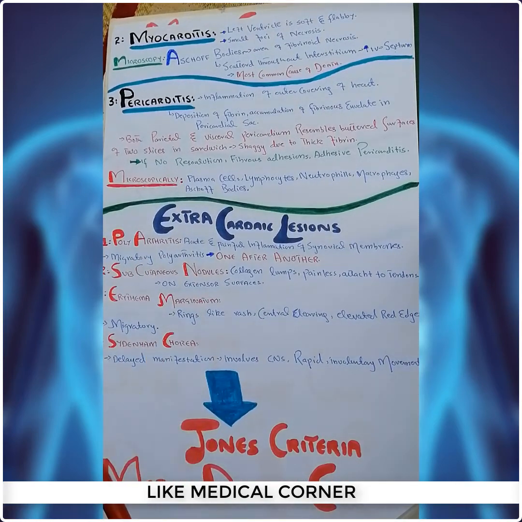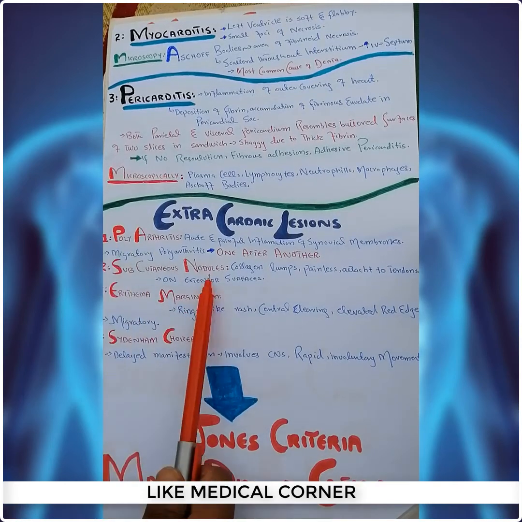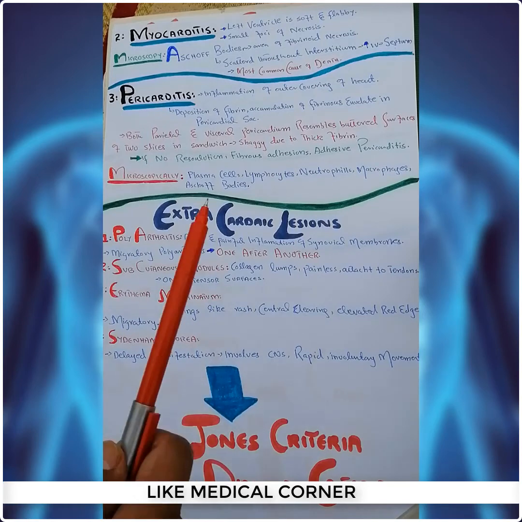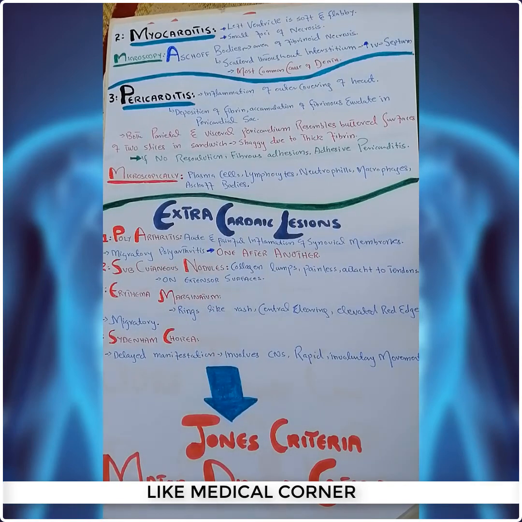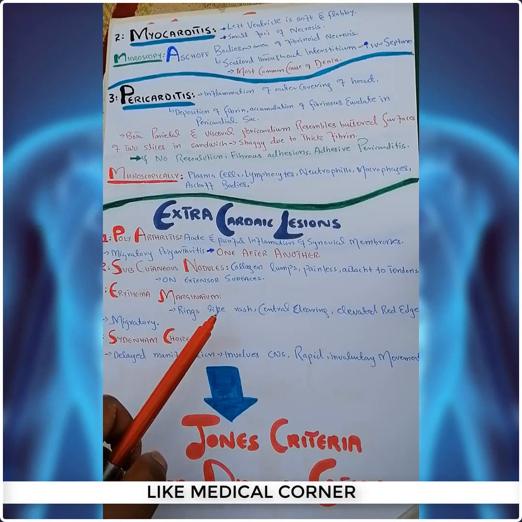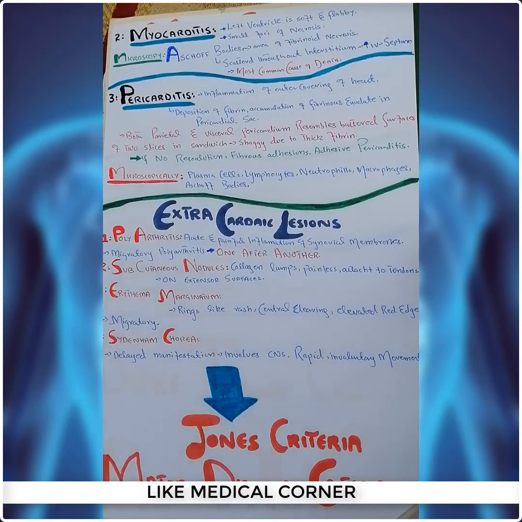The second one in the acute extracardiac lesions is subcutaneous nodules. There are painless collagen lumps under the skin surfaces in rheumatic heart disease, and in most of the cases they remain unnoticed because they attach to the tendons, and these subcutaneous nodules are most commonly present on the extensor surfaces. The third one is erythema marginatum, and these are ring-like rashes with central clearing and elevated red edges, and it is also migratory.